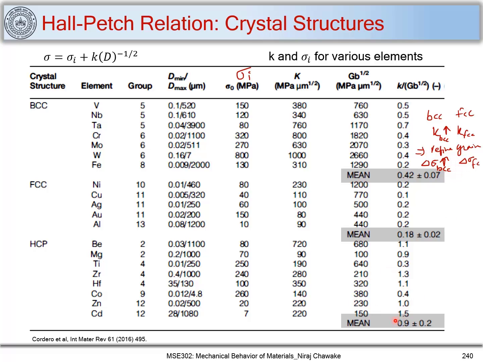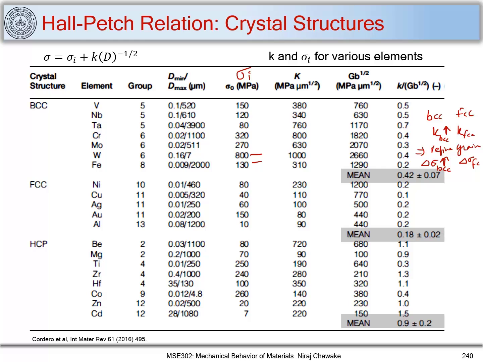Similarly, in case of HCP, you have the highest value of K as compared to FCC and BCC. Thus, if I refine the grain size, the increase in strength will be enormous as compared to FCC and BCC materials. Here you can also see the intrinsic resistance offered by the materials. If I compare tungsten and iron, both have a BCC structure, but tungsten has more sigma I, that is intrinsic resistance, as compared to iron. So tungsten will possess a higher strength as compared to iron. This is the importance of sigma I and K for different crystal structures.